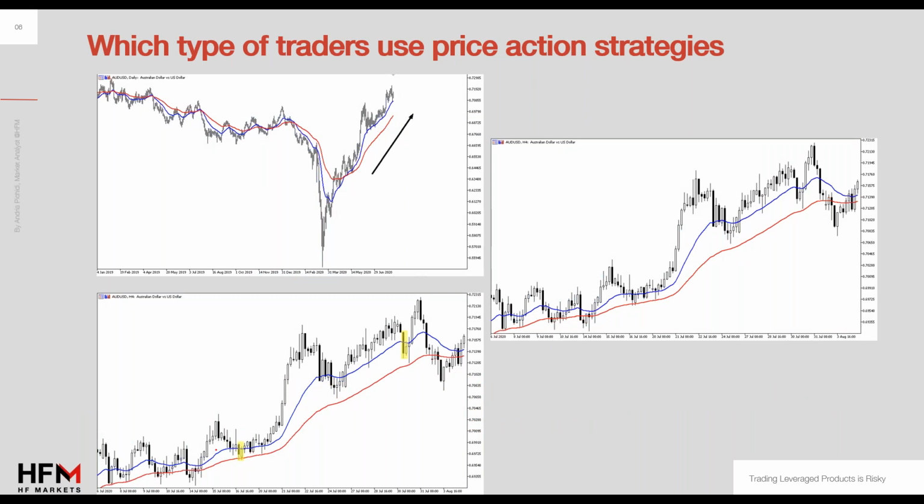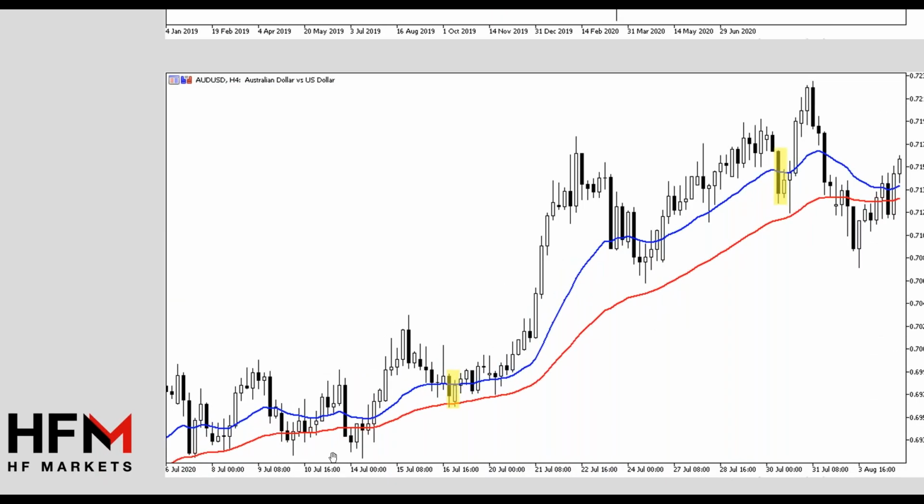Harami, right? Let me zoom in. So the 20 is above the 50. We are in an uptrend. We are in a 4-hour chart, and we have spotted a harami, a bullish harami. Actually, a harami. We cannot really tell whether it's bullish or bearish yet. So that is part of the price action scalping strategy setup that I have shown you before. The next step is to identify whether it's a bullish or a bearish harami.